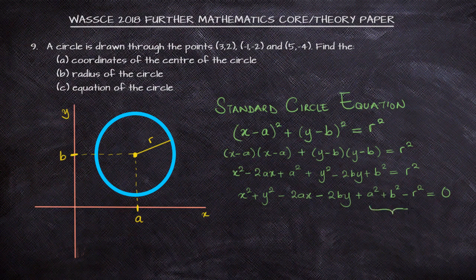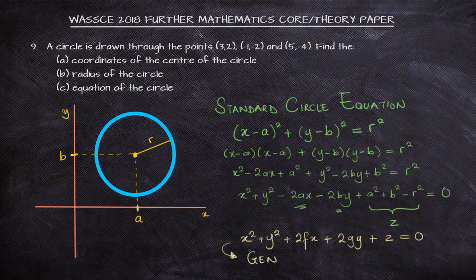Now, if you're observant, already we are generating another form of the equation. If we take the constants a squared, b squared and r squared and denote them as z, and instead of using minus 2a and minus 2b, we revert that, we can find another format of the circle equation, which many times we also find useful, and that is given as x squared plus y squared plus 2fx plus 2gy plus z is equal to 0. This is noted as the general form of the circle equation.